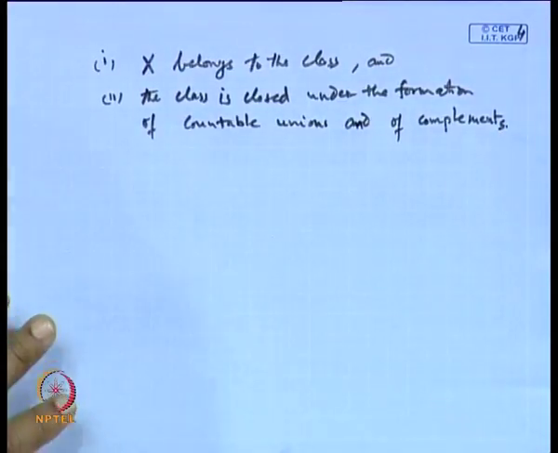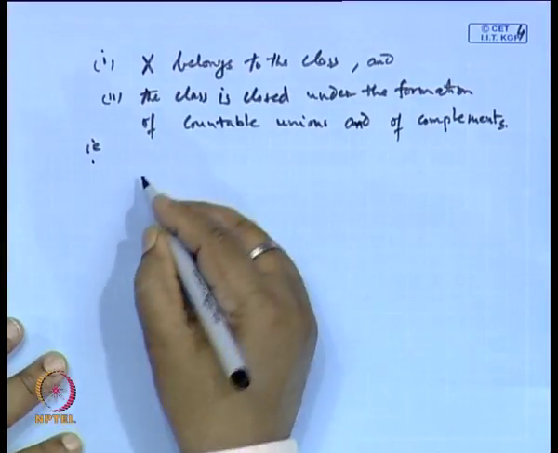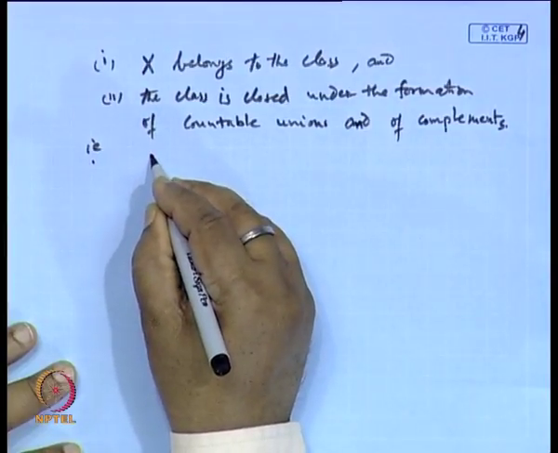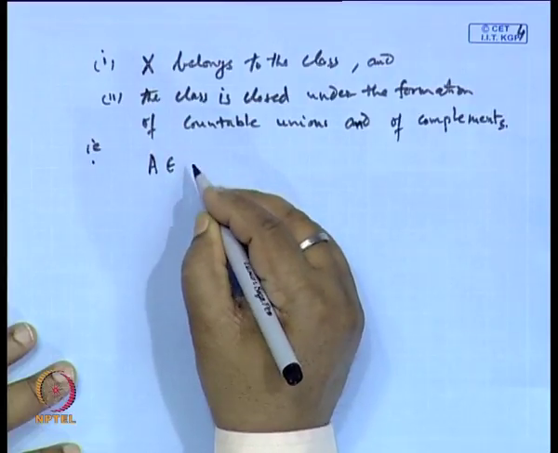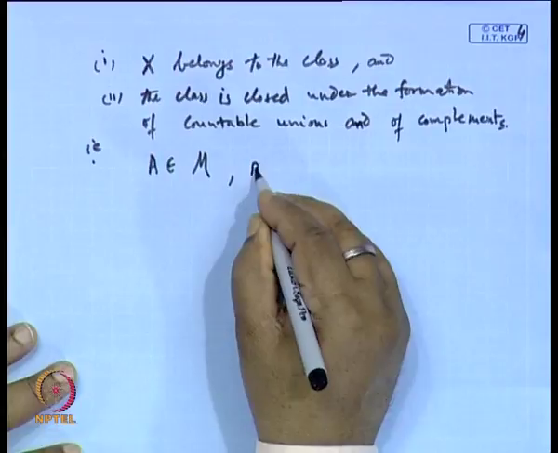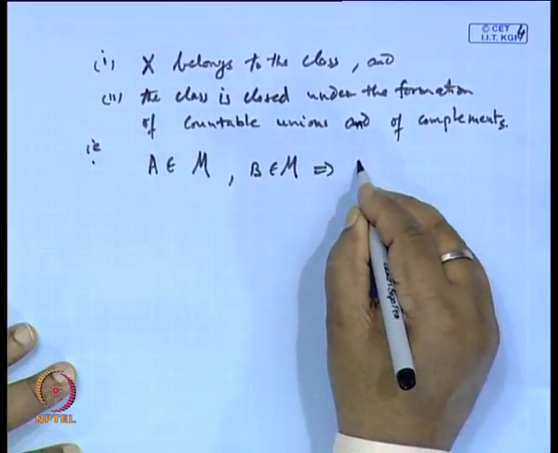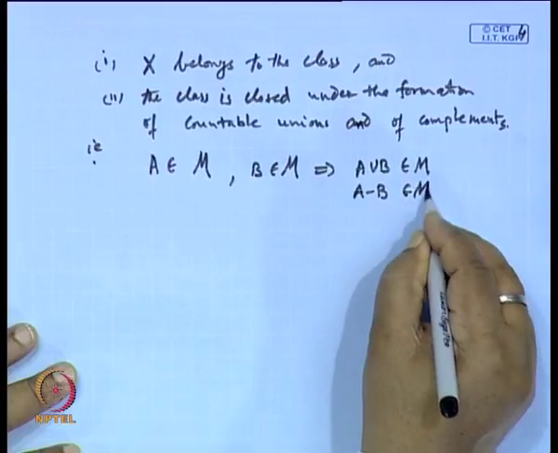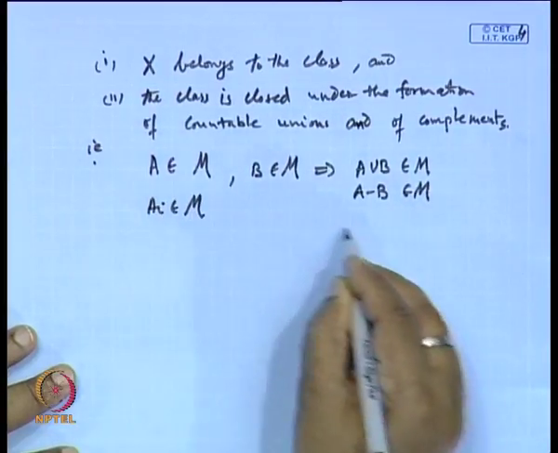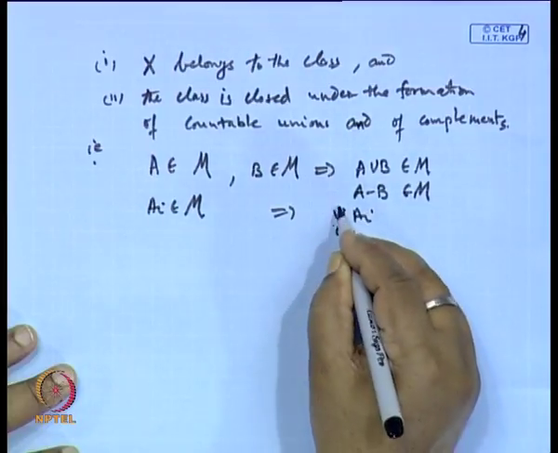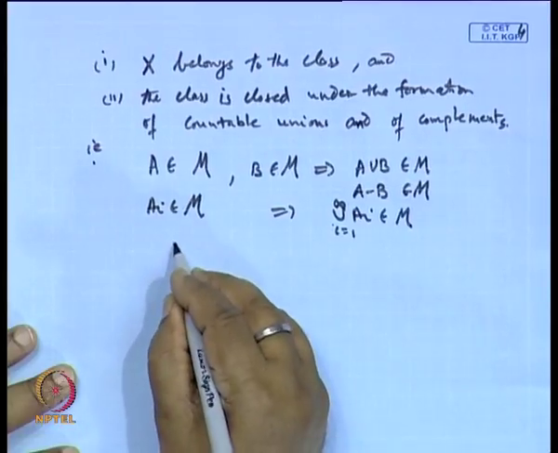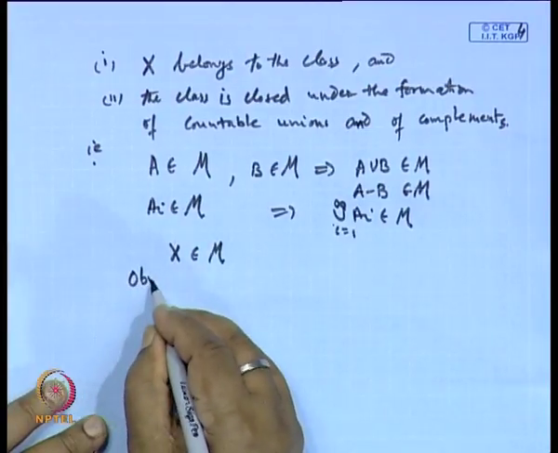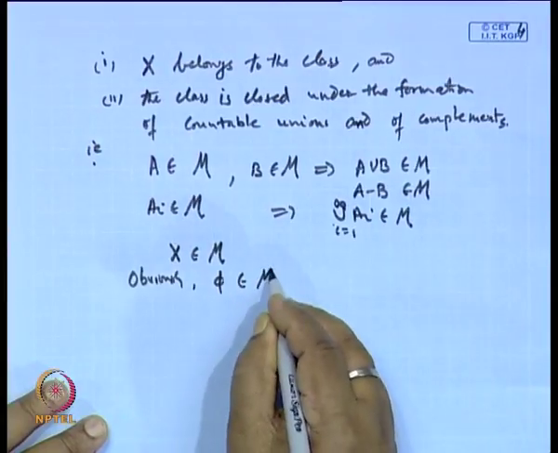That is, the meaning is that a class is said to be a sigma algebra if A belongs to the class, say I am taking M here, B belongs to the class M, then A union B must be in M, A minus B must be in M, and not only this, if Ai's belong to M, then the countable union of Ai's, i from 1 to infinity, must be in M, and further the entire space X should also be in M. So, obviously, the empty set phi is in M.